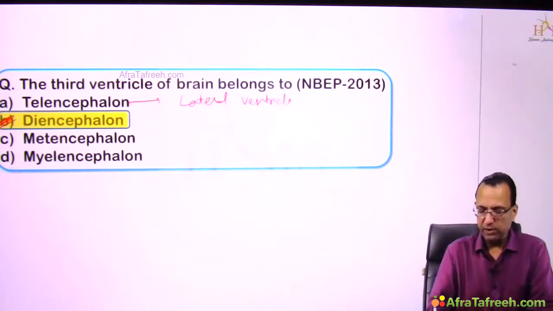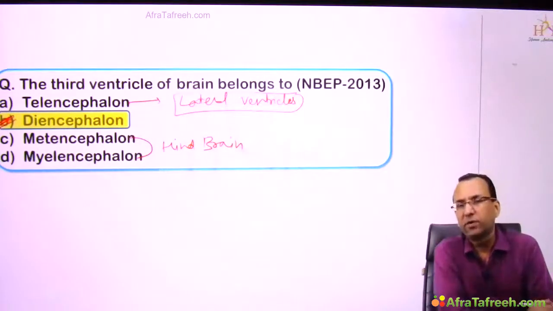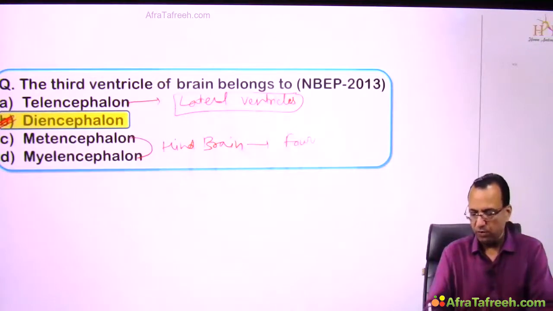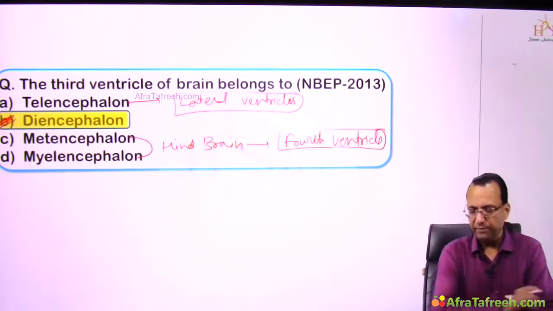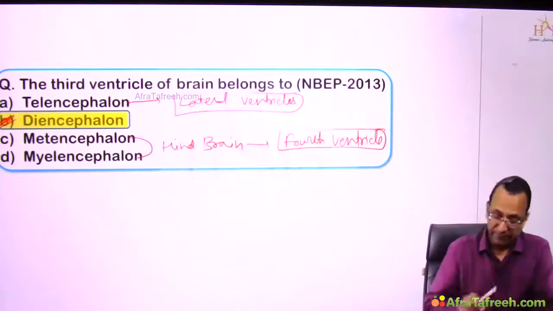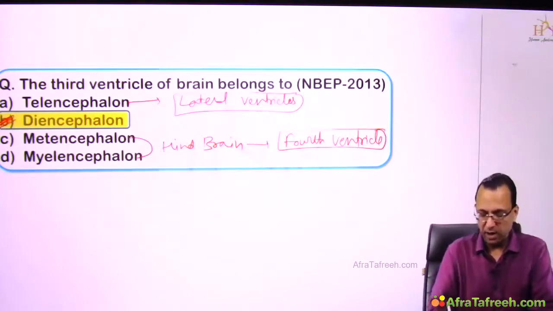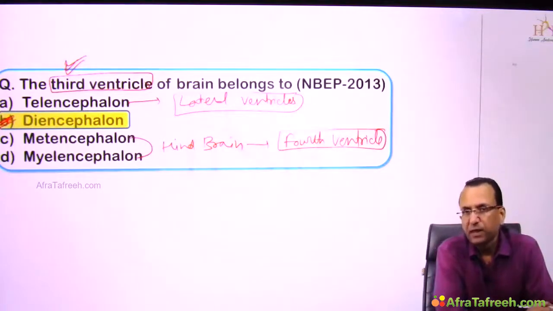Can you tell me what is there in the hindbrain? In the hindbrain, you have two components: metencephalon and myelencephalon. What is the ventricle of hindbrain? That is the fourth ventricle. So you have got the fourth ventricle for the hindbrain, which itself includes metencephalon and myelencephalon. But the answer remains diencephalon, because the question is asking third ventricle. Answer is choice number B.